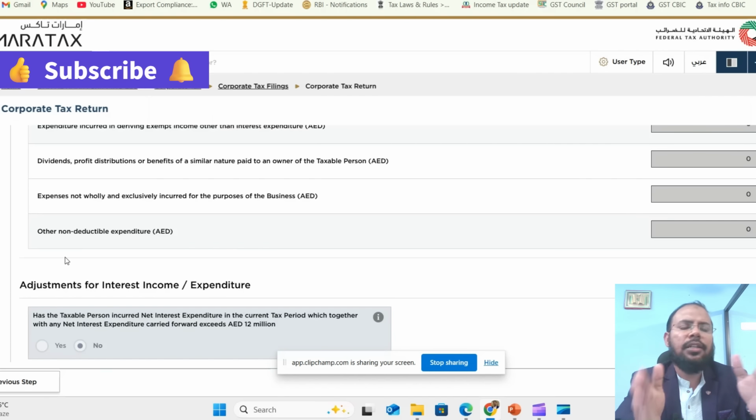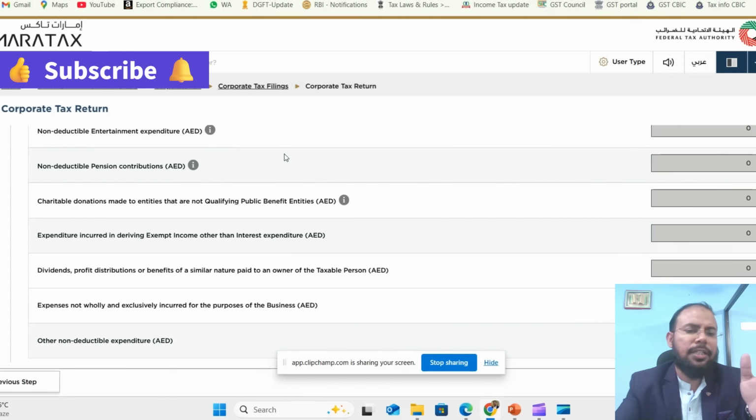Apart from this, there is other non-deductible expenditure. Here you can consider, for your understanding, if there is any penalty from the FTA or other government authority, you need to inform here that the expense also will be disallowed. I hope you understand whatever expenses are disallowed by UAE corporate tax law, we need to inform here. This is a list of disallowed expenses.